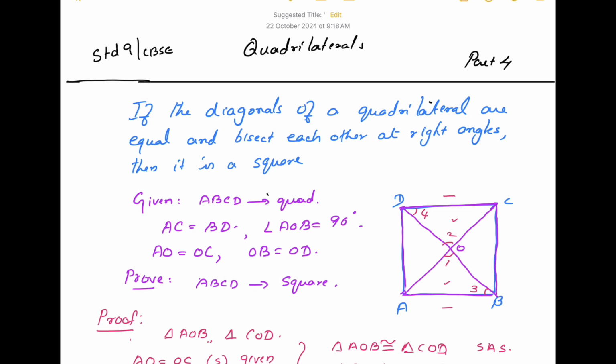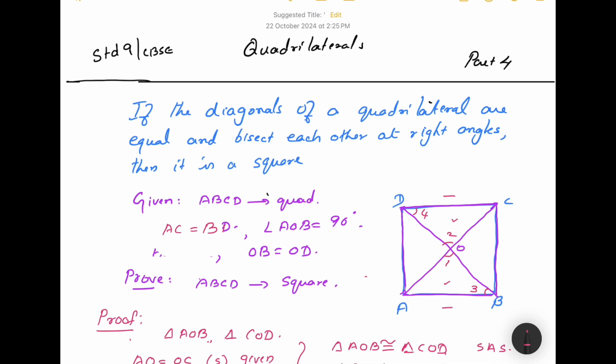This is part 4. We have been proving the properties of the various types of quadrilaterals, and their converse properties. Continuing with that, in this question it's given that the diagonals of a quadrilateral are equal, so AC is equal to BD, and they bisect each other at right angles.